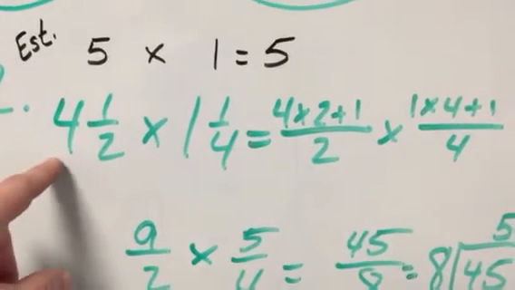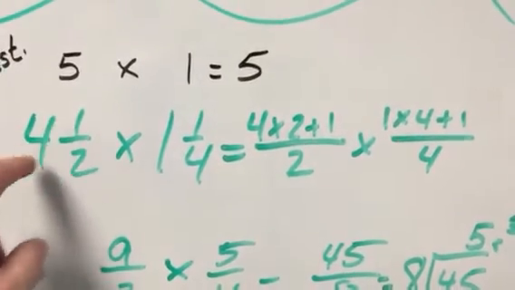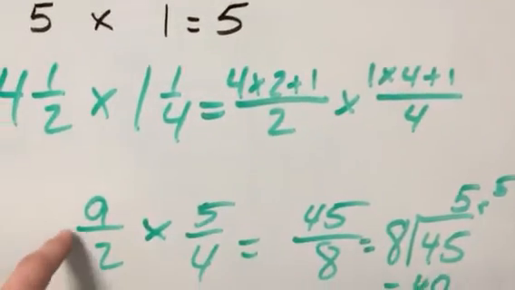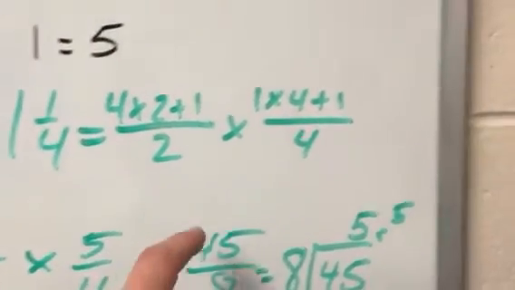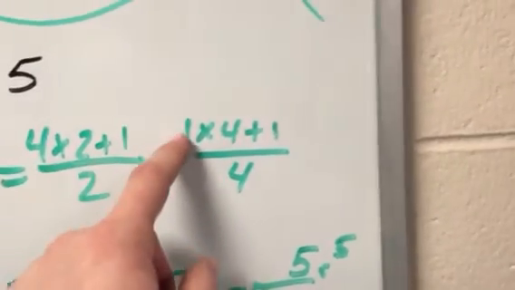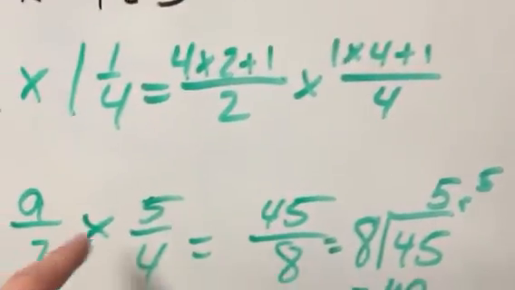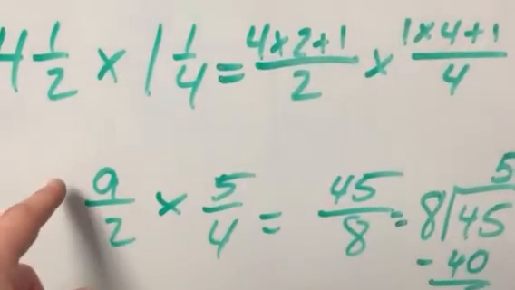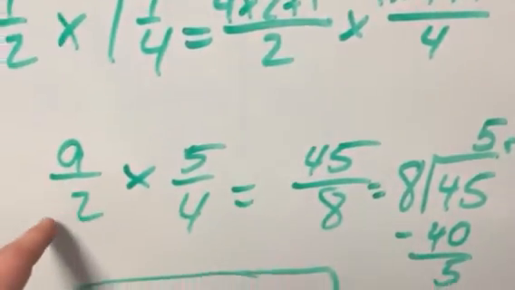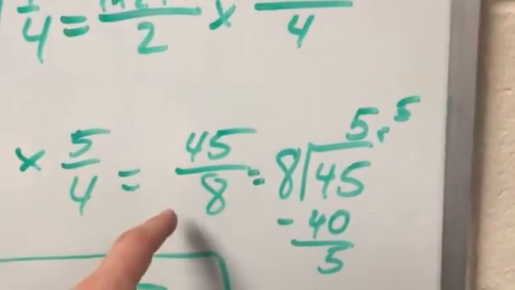So 4 1/2, I did the whole number times the denominator plus the numerator. So 4 times 2 plus 1, and that gave me 9 over 2. And then also the whole number times the denominator plus the numerator. 1 times 4 is 4, plus 1 is 5, all over 4. So I got 5/4. Then I went to step 2 and multiplied the numerators. 9 times 5 is 45. 2 times 4 is 8. Got an answer of 45/8.